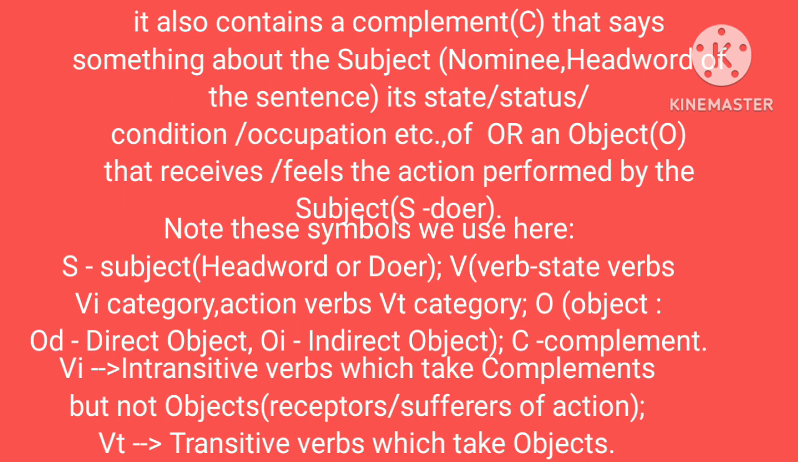Note these symbols we use here. S for subject, that is, head word or doer. V, verb, state verbs of VI category, action verbs of VT category. O, object, OD, direct object, OI, indirect object. C, complement. VI, intransitive verbs which take complements only but not objects, that is, receptors or sufferers of action. VT, transitive verbs which take objects. So understand the difference between intransitive and transitive verbs.